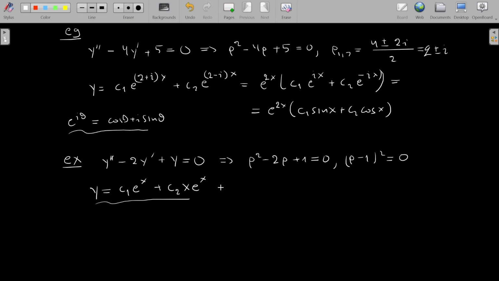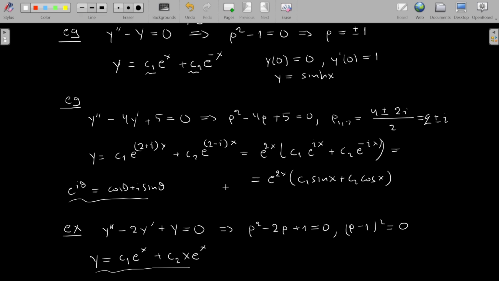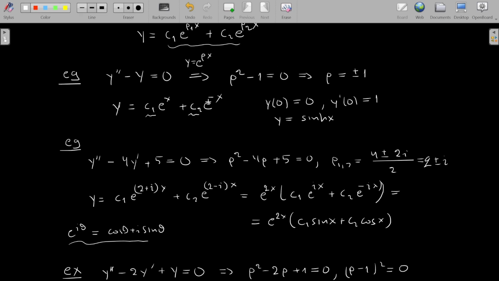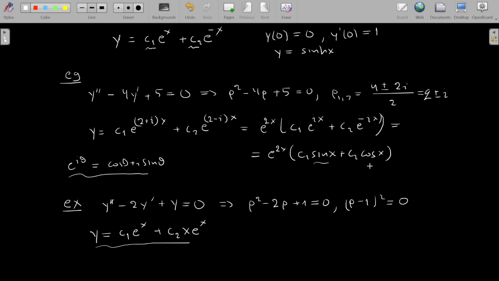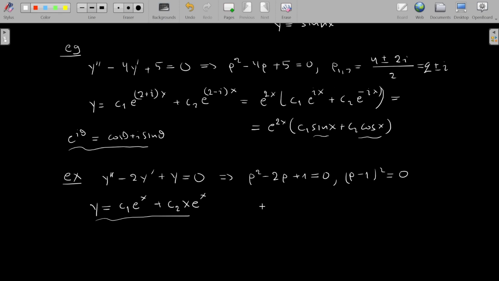Again, this and this are every time linearly independent. Here and here are linearly independent. Of course, sine and cosine are linearly independent, and so on and so forth, right? We could do a lot of examples here, but this is pretty much it for the second order differential equations with constant coefficients. Of course, we're talking about the homogeneous case.